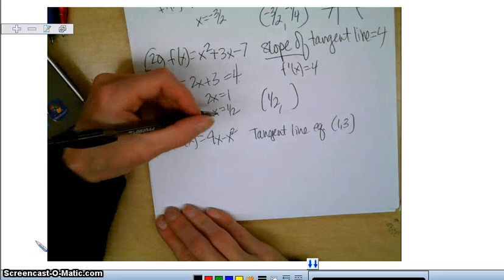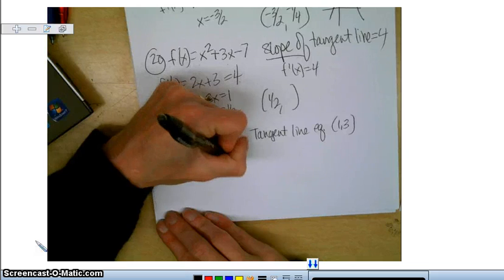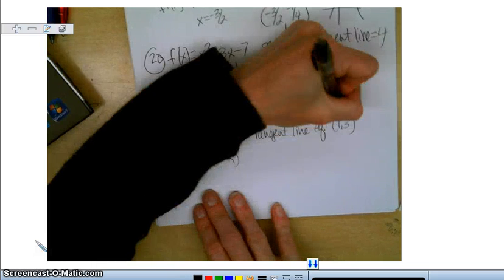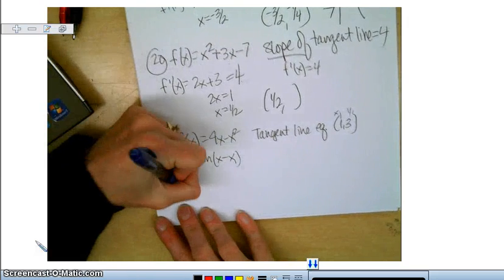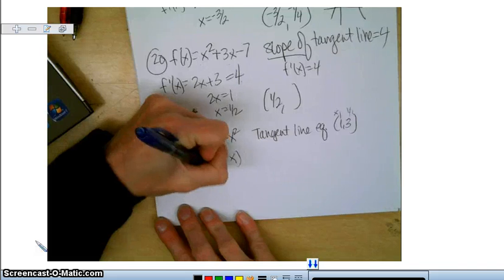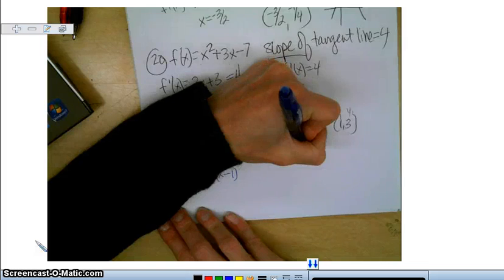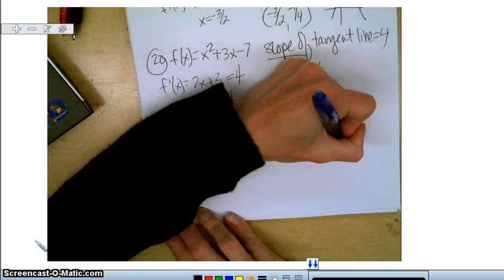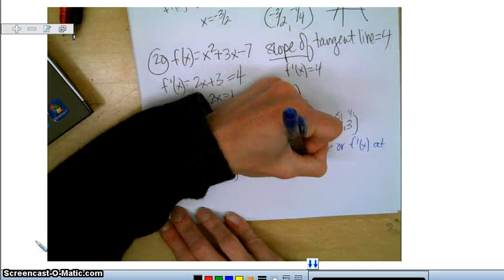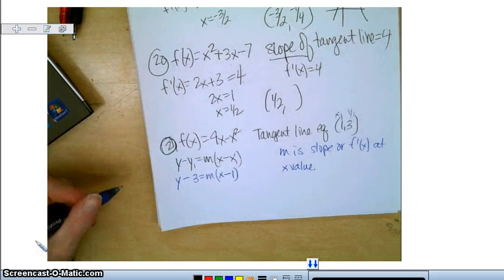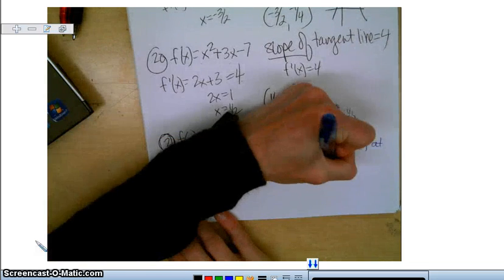So we use y minus y1 equals m times x minus x1. There's my x1 and y1. Okay, I'm then going to plug those in. And to find m, remember m in your tangent line is the slope, or f prime of x at the x value. So the m in your tangent line equation is the derivative at that x value, so f prime of x.